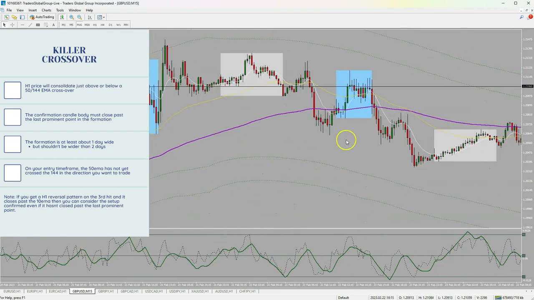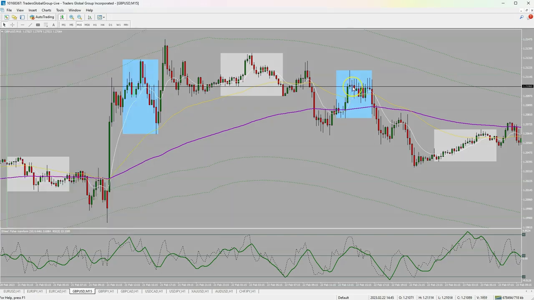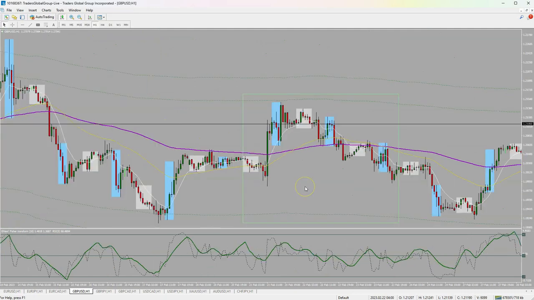And we only have one more thing to check, and that is the fourth rule, which is on your entry time frame, which is M15. We're always going to take our entry on M15. The 50 EMA has not yet crossed over the 144 in the direction you want to trade. Now we want to sell this. The reason we want to sell it is because the easiest way I can explain it is simply you're going to trade back towards the crossover. So since we're consolidating above this crossover, we want to sell the market back down towards that crossover.